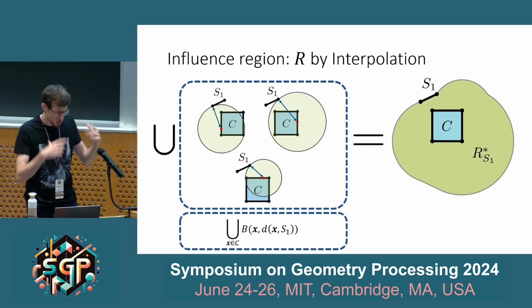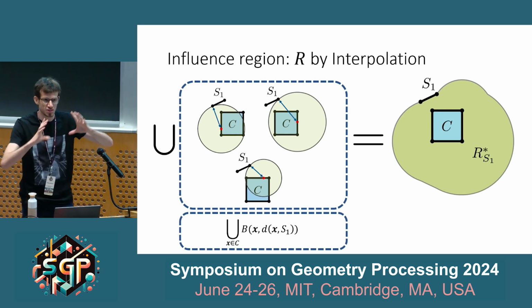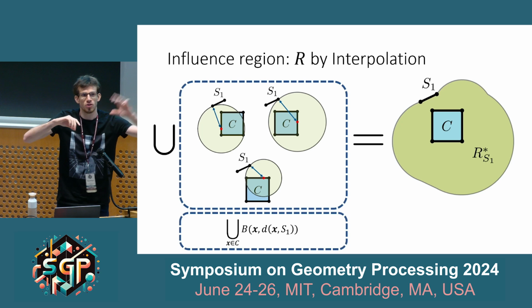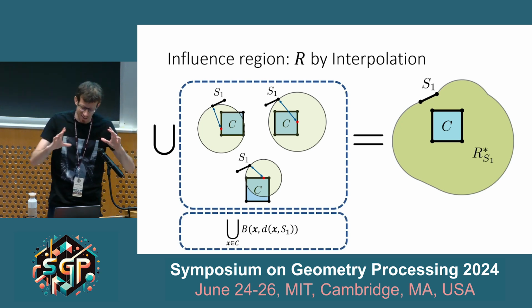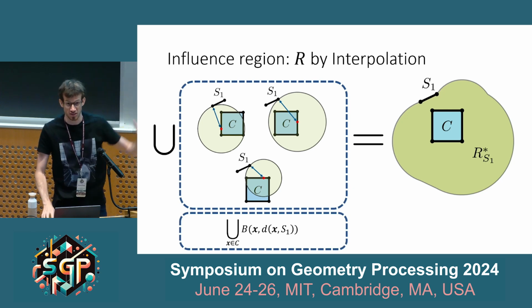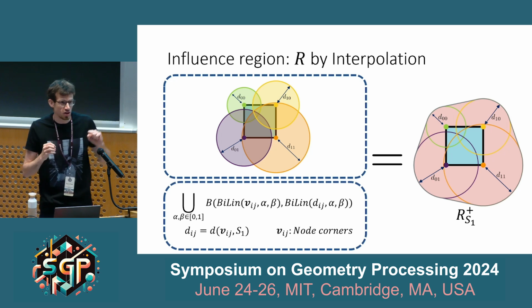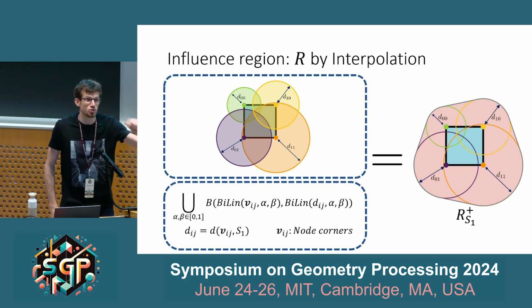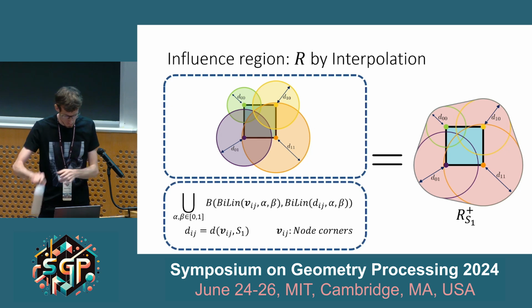In this case, if we recap a little bit with the definition of the optimal region, we have the union of all the spheres centered at the node with a radius equal to the distance to the segment. Therefore, we can simplify this a little bit, estimating this radius using the interpolated distance at the corners of the node.